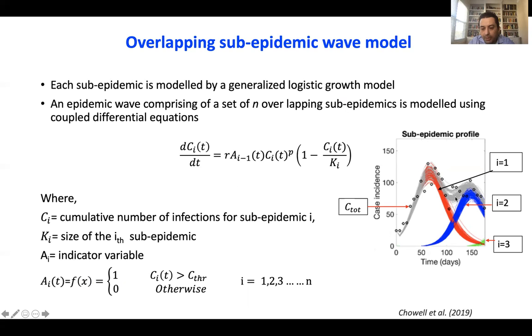This is an example where the red curves correspond to one subepidemic and the multiple curves correspond to uncertainty that we will discuss more. And the blue curves correspond to the second subepidemic. And you can see here the third subepidemic is starting to take off.